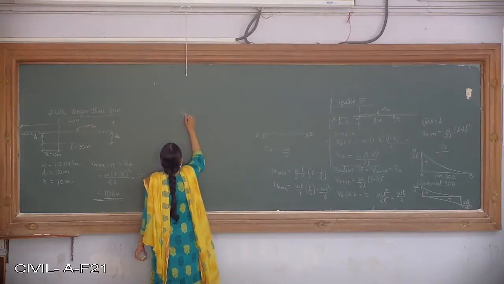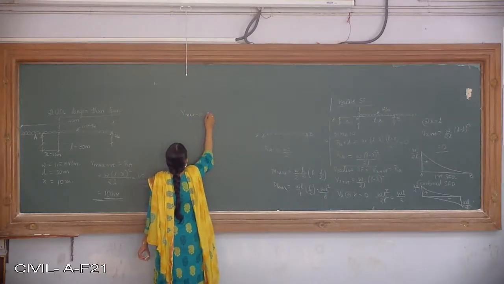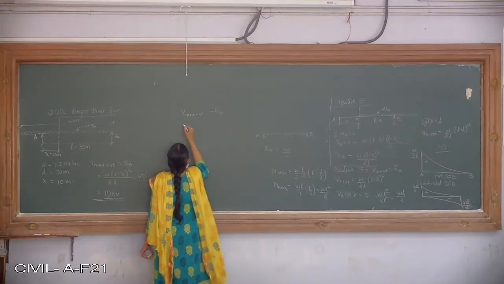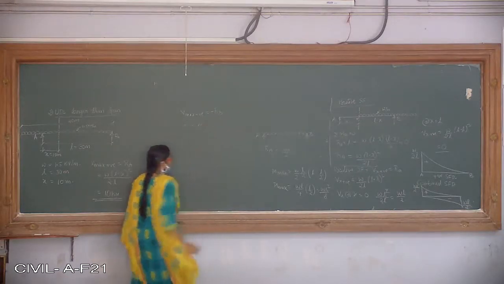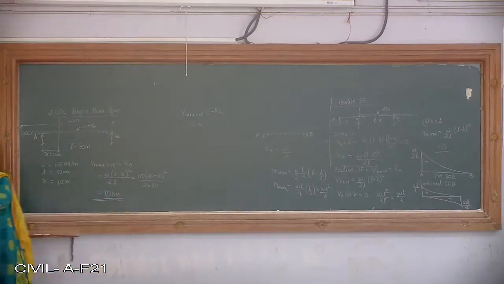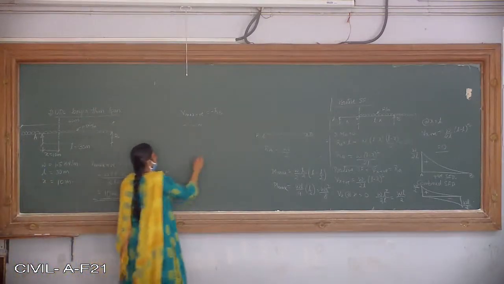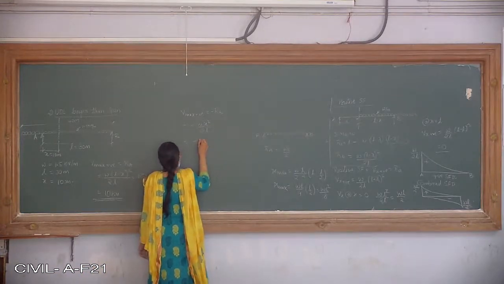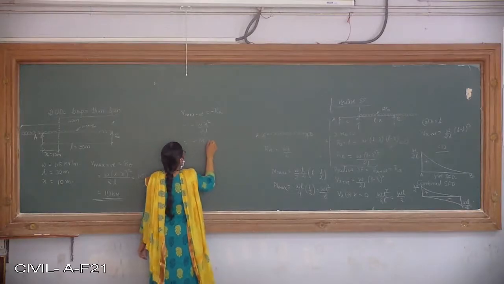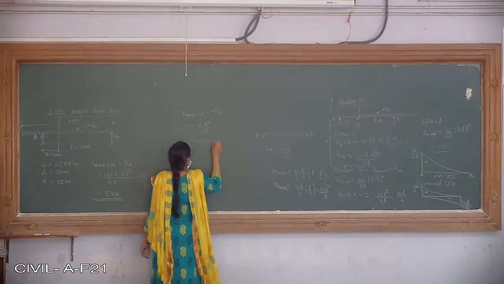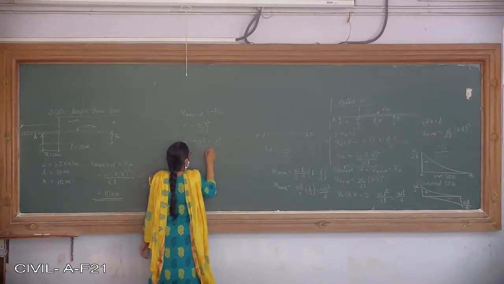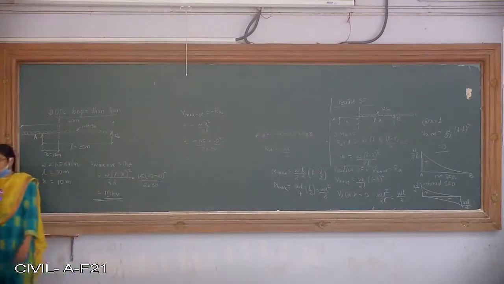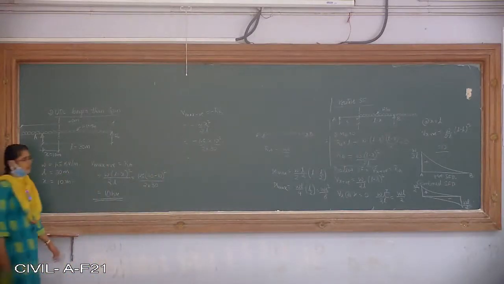V max negative. What was the value of Rb? Which was equal to Rb minus Rb. So minus W into... what was the expression for Rb you had got? W into X square by 2L. So minus W is 1.5 into X is 10 meters upon 2 into 30. Simplifying, you get the value of negative shear force as 2.5 kilonewtons.